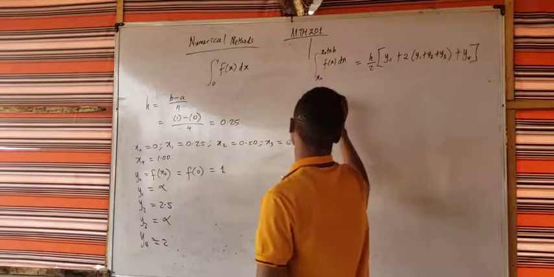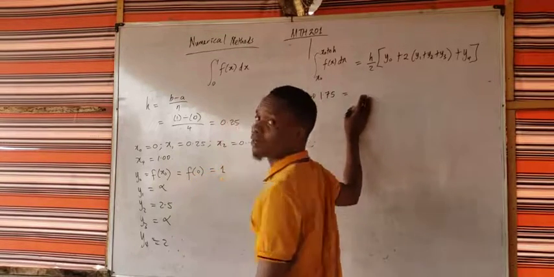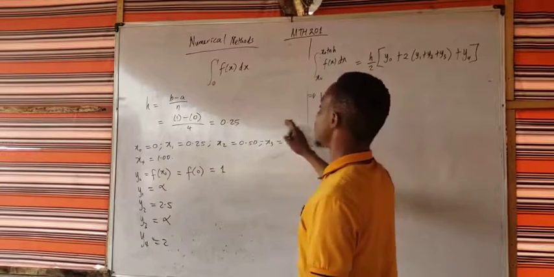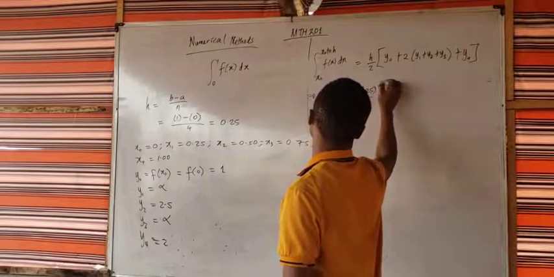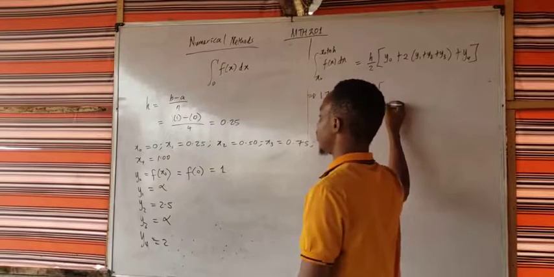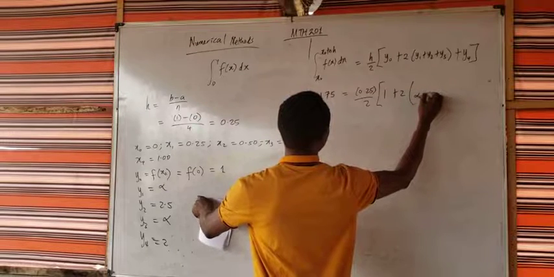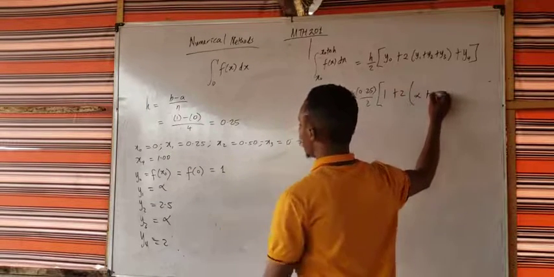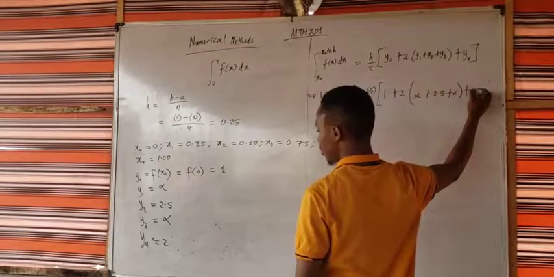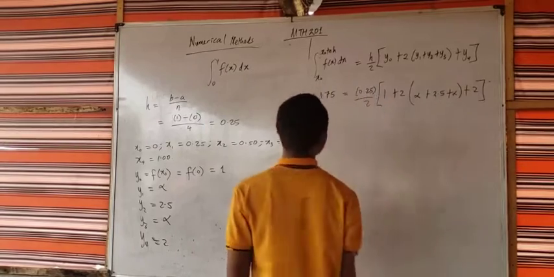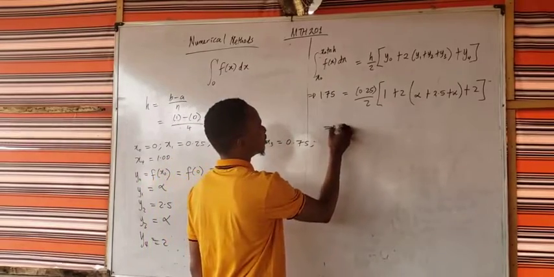Alright, so we can substitute now. They told us that this is 1.75. That means 1.75 is equal to, with h as 0.25, 0.25 over 2 multiplied by y naught, which is 1, plus 2 into y1 alpha plus y2, which is 2.5, plus y3 alpha, plus y4, 2. So we can now solve this equation for alpha. Alpha is the only unknown here. So what is alpha?